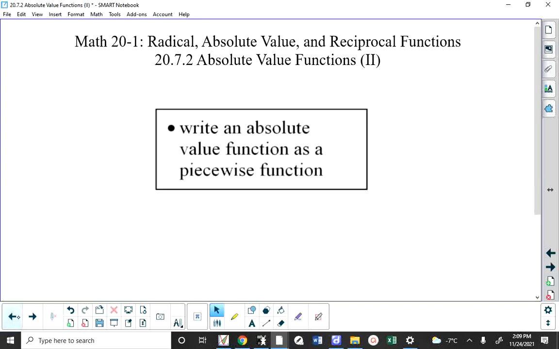So we're looking at 7.2 absolute value functions. This is part 2. This is still section 7.2 in your text. We're going to be writing an absolute value function today as something called a piecewise function. This is our only goal today. I give you an absolute value function. We have to write it in pieces. Okay? Somehow.